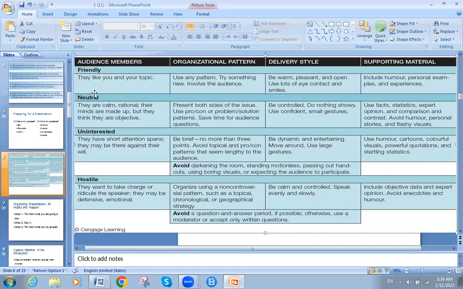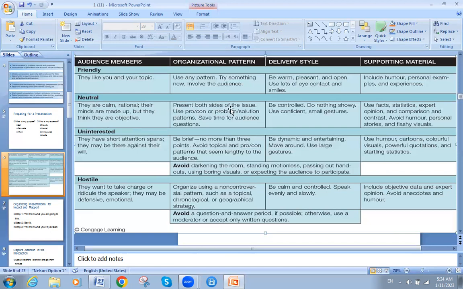The second type of presentation is the neutral presentation. They are calm. Your audience here are neutral. Neutral means they are not very friendly and they are not very formal. They are calm and rational. Their minds are made up, but they think they are objective. They are very objective people because they are very rational in thinking, the neutral people.